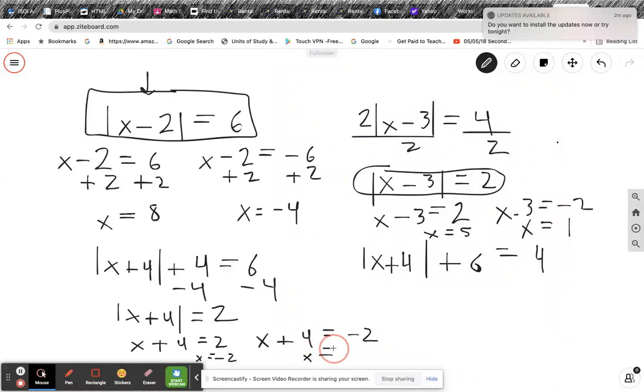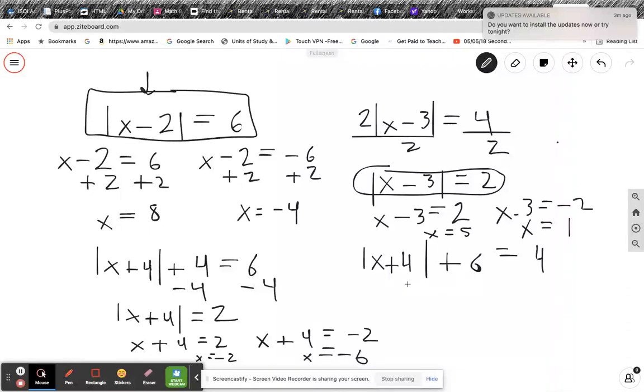And I did that very quickly, I know, but hopefully you're understanding what I'm doing. If we put that into the original problem, negative 2 plus 4 is 2. The absolute value of 2 is 2. If I put in negative 6, negative 6 plus 4 is negative 2. Absolute value of negative 2 is indeed 2.